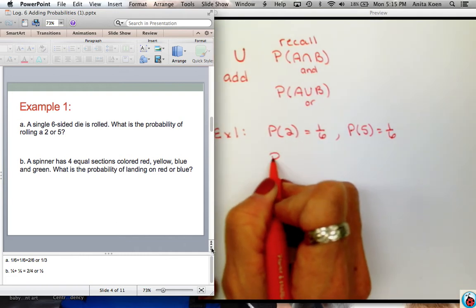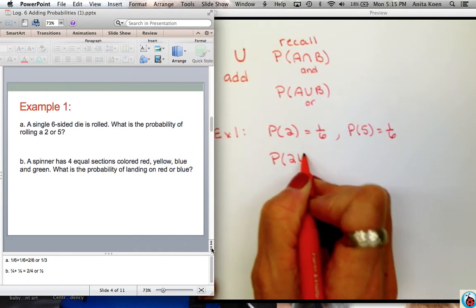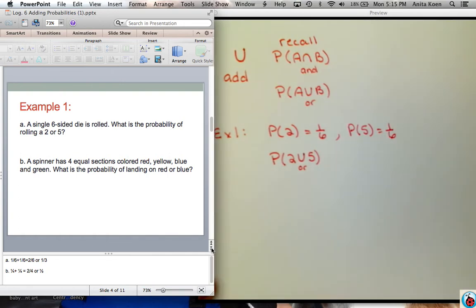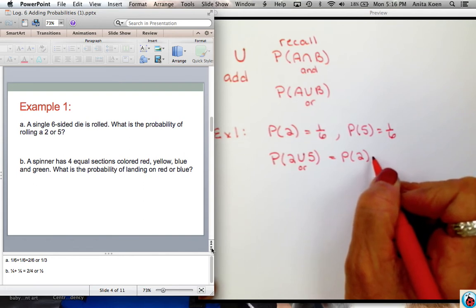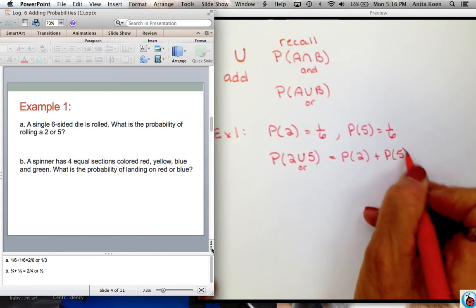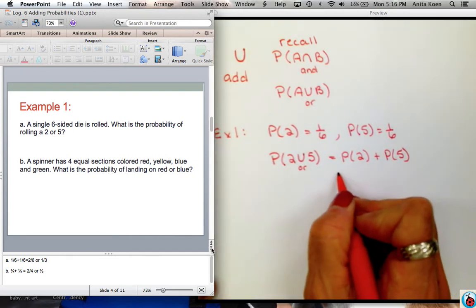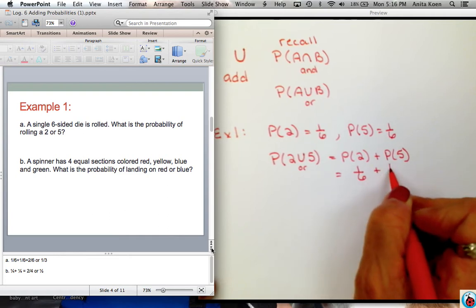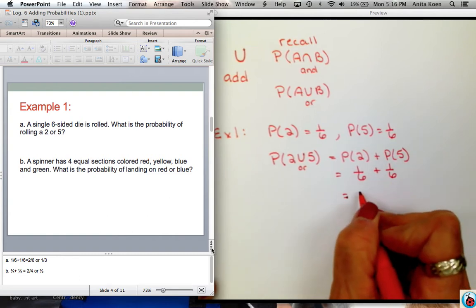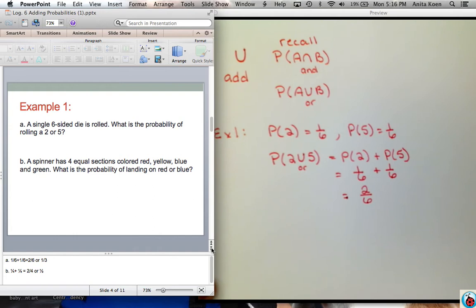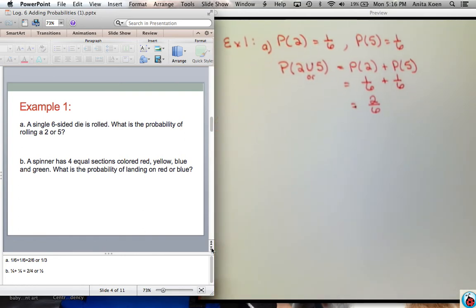If we want to find now the probability of a 2 or a 5, remember this is or, the probability of 2 union 5, we're going to find the probability of rolling a 2, and then we're going to add that to the probability of rolling a 5. Well, the probability of rolling a 2 we just found was 1/6, and the probability of rolling a 5 is 1/6. So when we add those together, we're going to get the probability of rolling a 2 or a 5 is 2/6. Okay? I'm sorry, I should have put a letter A there. Example number 1, letter B.